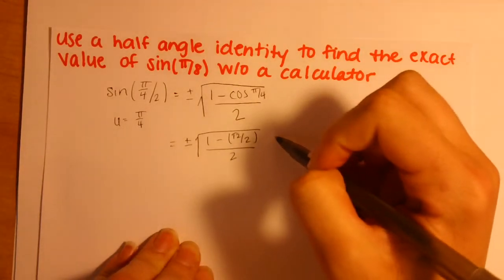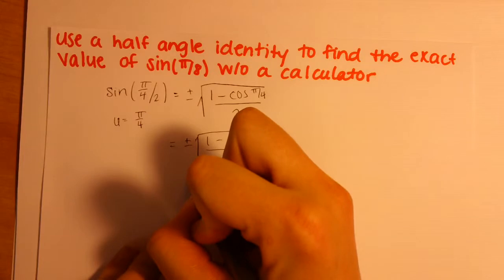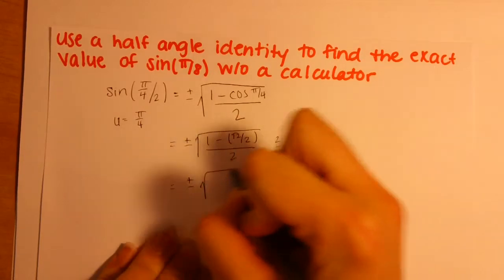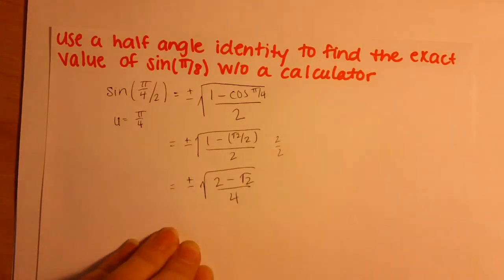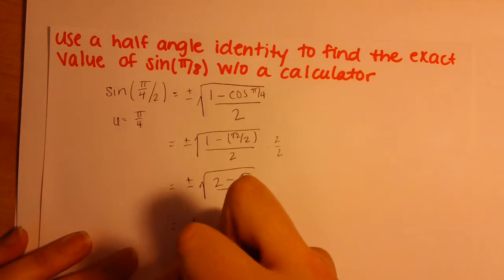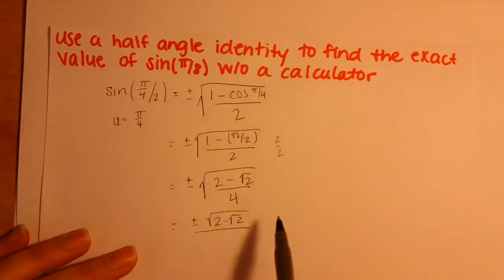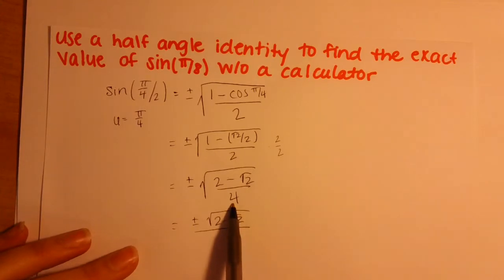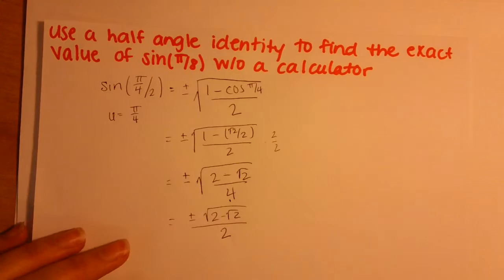And then we can multiply top and bottom by 2. And we'll get plus or minus the square root of (2 minus square root of 2) all over 4. We can separate the square root over our top and bottom. So plus or minus the square root of (2 minus square root of 2) all over, and then the square root of 4 is 2.